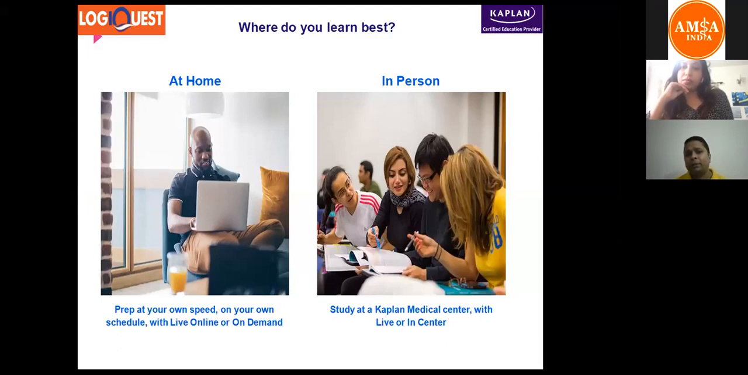With Kaplan, there are two types of programs. One is sit at home and study if you're in India or Asia somewhere. So that can suit your time, time zone difference, etc. And the other is in person, where you go to the US, stay in the US, and do the live classroom lectures, as you can see in the image on the right side of the screen.